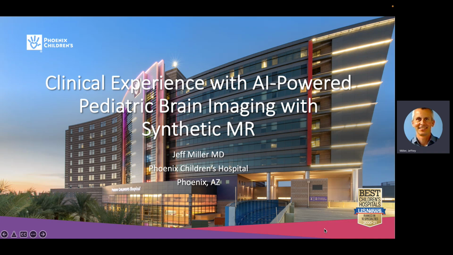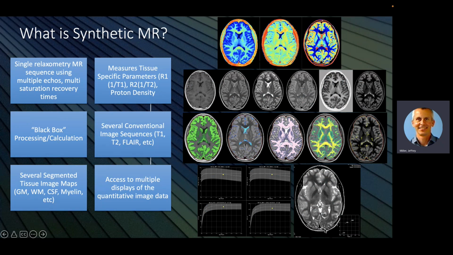Good morning, and thanks for the introduction, and thanks for joining me for this presentation on our experience with synthetic MR. Just to warn you, this is not a technical talk. So to start, I'm going to briefly describe what synthetic MR is. The synthetic MR sequence design uses multiple echoes and saturation recovery times to measure the tissue-specific parameters R1, R2, and proton density. There is then a post-processing step, which produces both qualitative and quantitative images or maps, as well as calculated data, which can be presented in a variety of different ways.